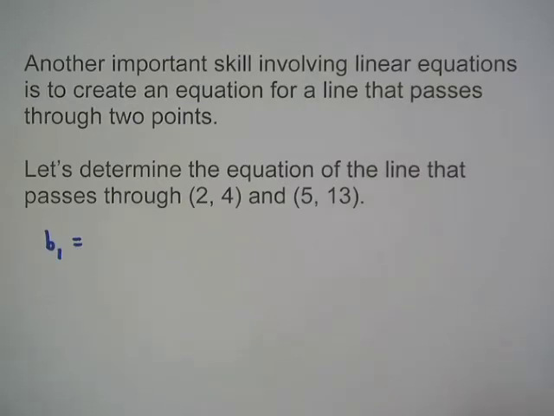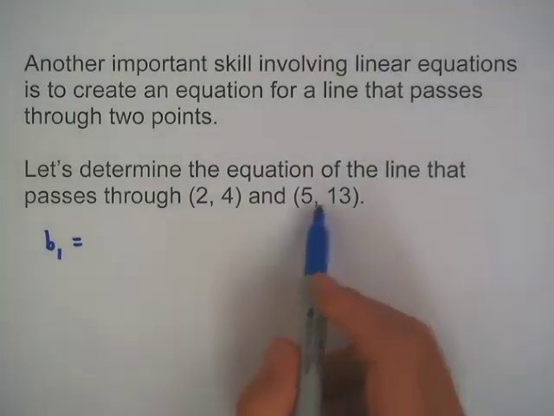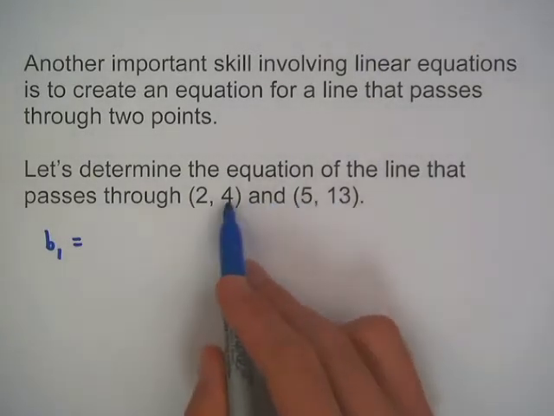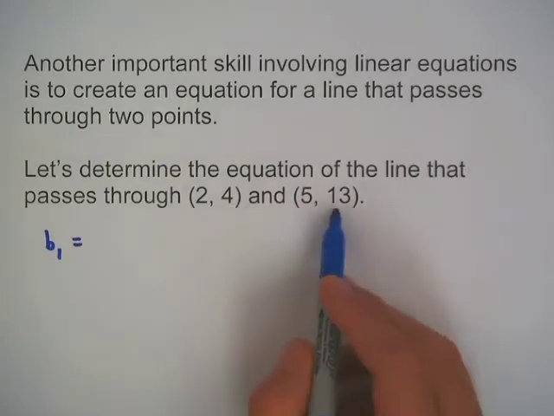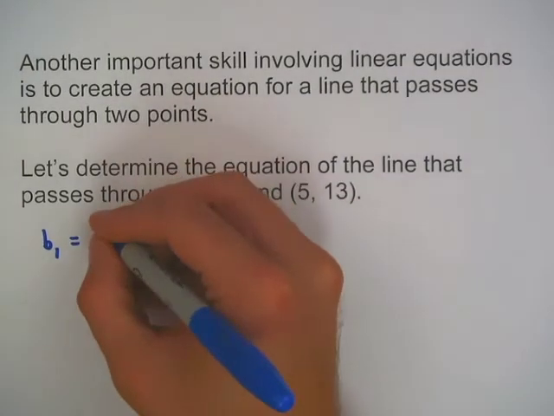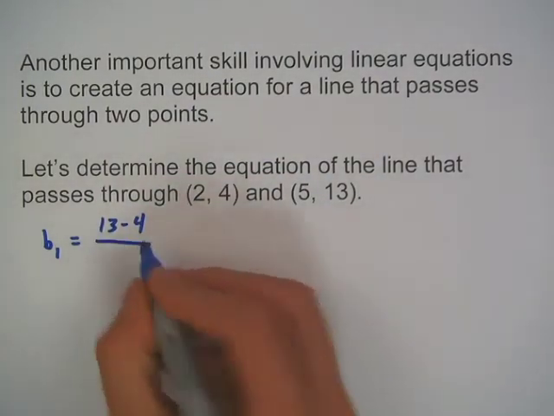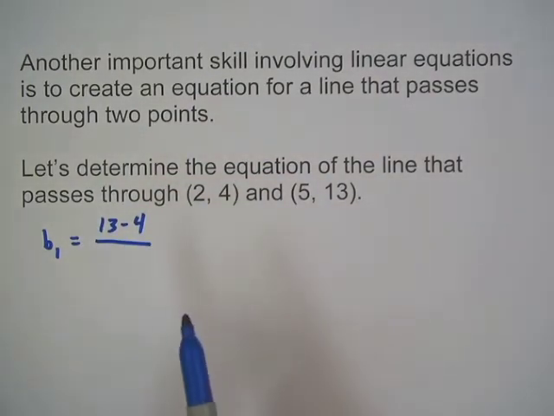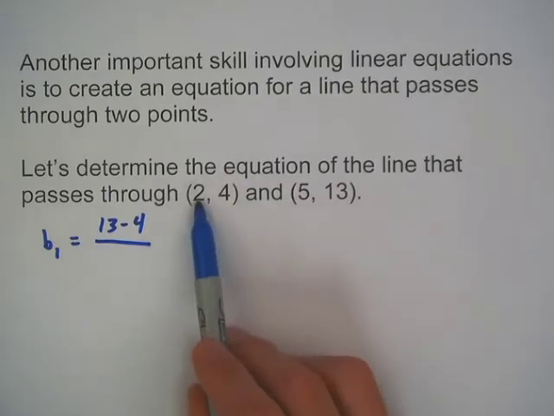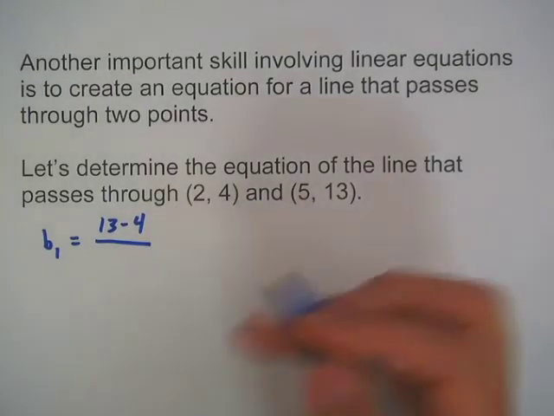So it's the change in y divided by the change in x. If I wanted to determine the change in the y values, if the y are changing from 4 to 13, to determine that change, I could subtract those two values. Now I need the change in x's on the bottom of the fraction. So if we're changing from 2 to 5, I can subtract those two values on the bottom here.